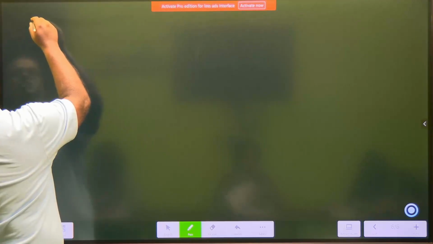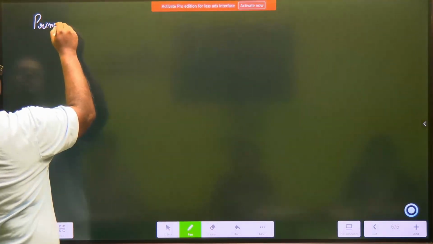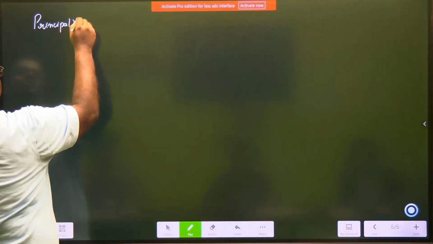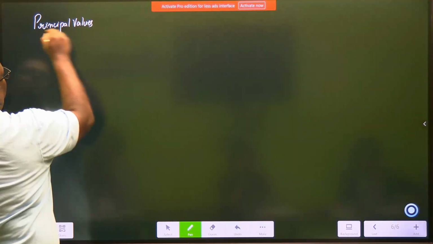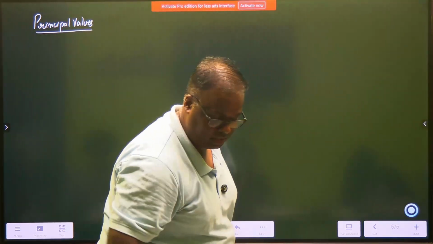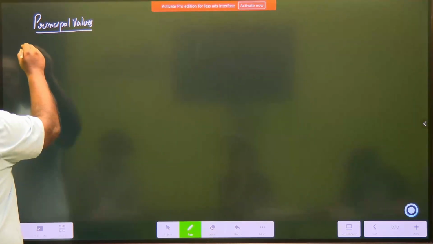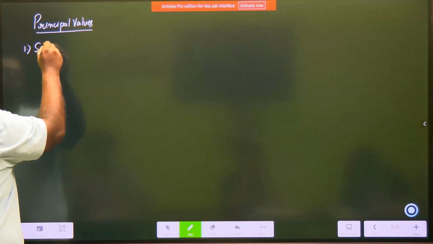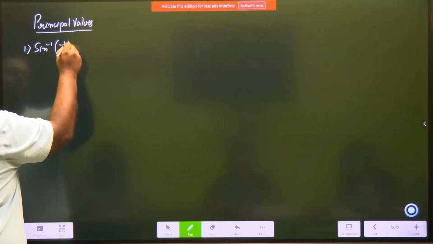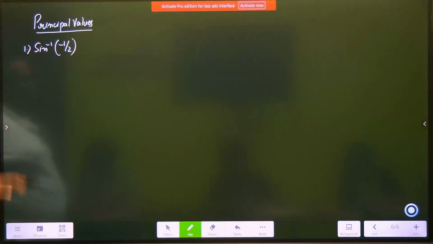These are your exercise problems, okay? In your first exercise, you'll be asked to find principal values. And the problems are like these here. Okay, first one. Find the principal value of sine inverse negative half.